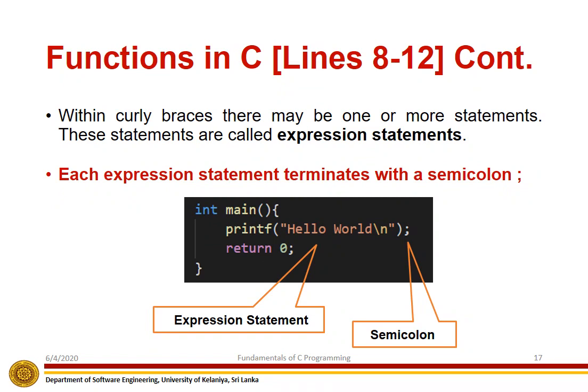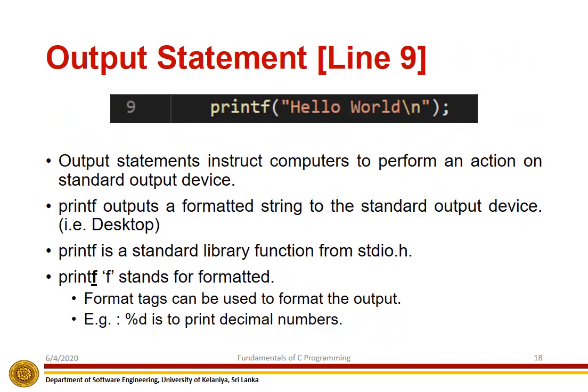In the example, you can see printf hello world is the expression statement and it is ending with the semicolon. Then we will see about that statement. Output statement in line 9: printf, inside the parenthesis, inside the double quotes, hello world, \n, and finally a semicolon. Output statements instruct computers to perform an action on a standard output device. Printf outputs a formatted string to the standard output device, the desktop. It means when this code executes, it will show hello world on the screen of the PC.